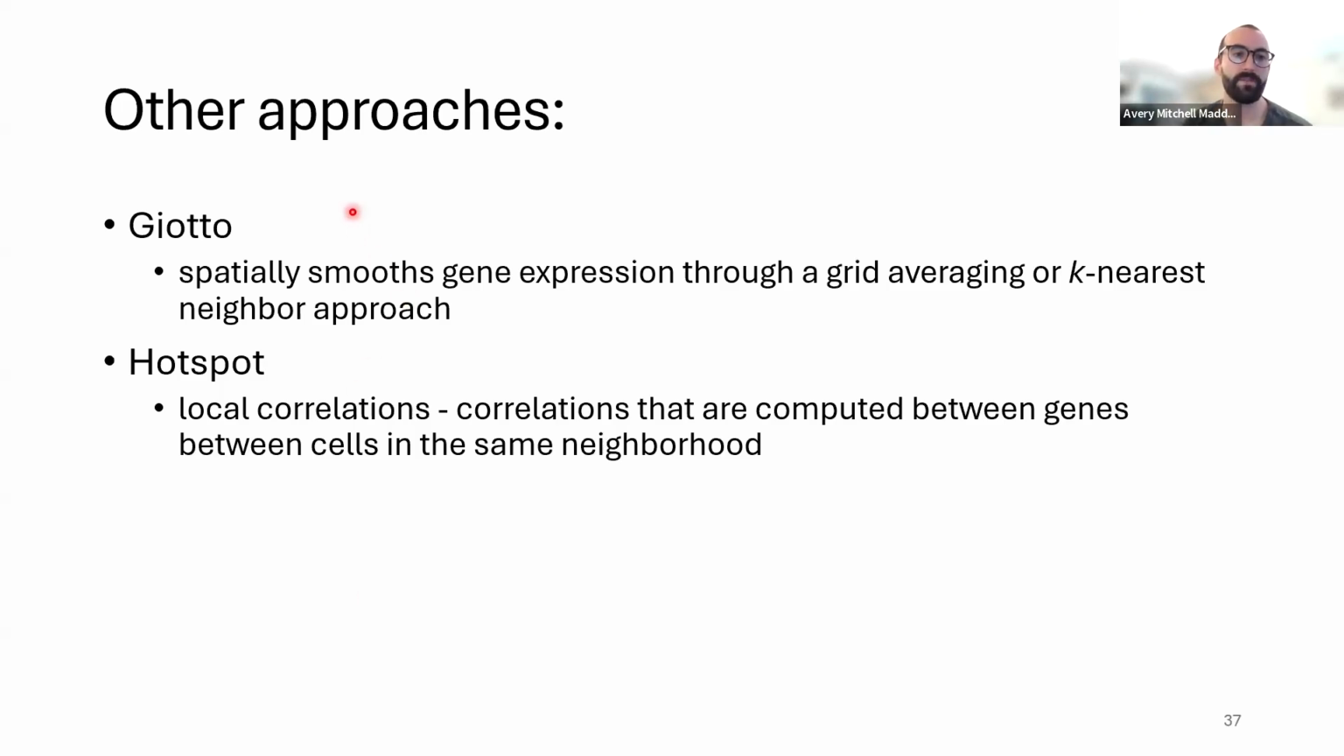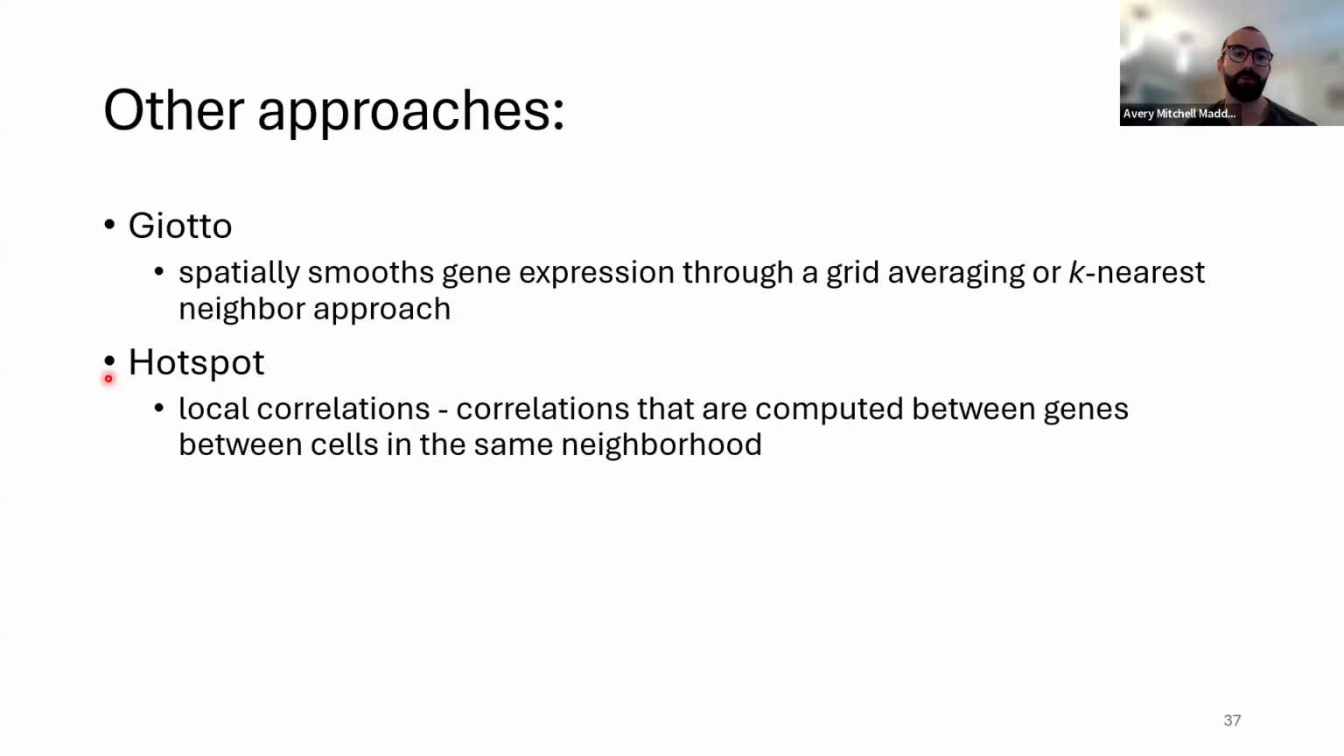I did want to conclude with just touching on some other approaches that could also have been applied to this data. I haven't worked with these personally myself, but I was considering them because they have slightly different approaches to how to construct the co-expression network. So a tool like Giotto performs a spatial smoothing before it computes those correlations.